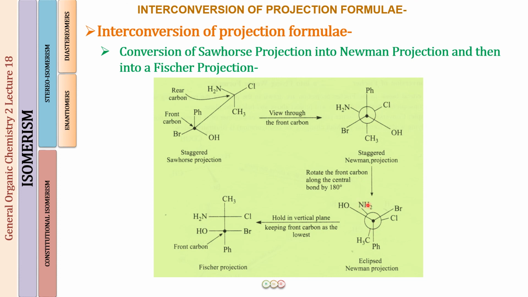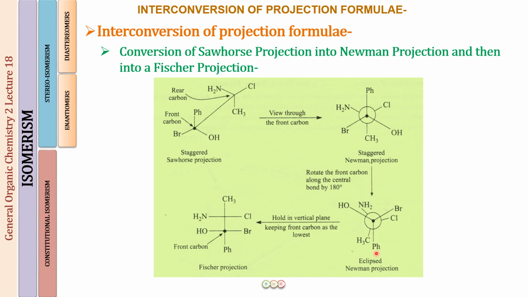Now what about these groups that are NH2, Cl and CH3? Have they shifted their position from their original position? No, they have not shifted their position. Okay, so it is actually this NH2 group is exactly behind this OH. The Cl group is exactly behind this bromine and the CH3 is exactly behind this pH, the phenyl group.